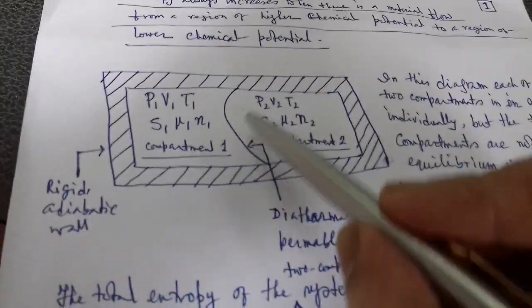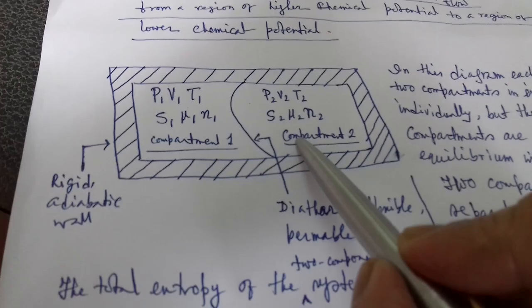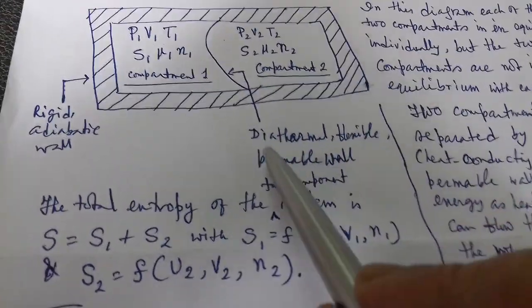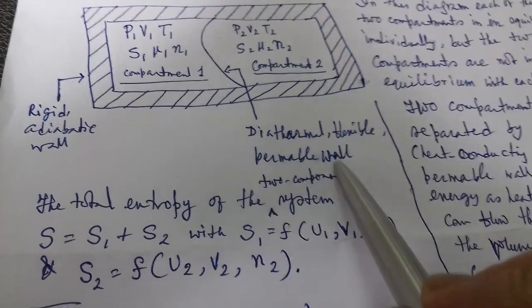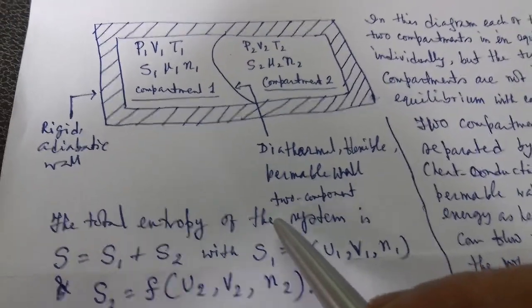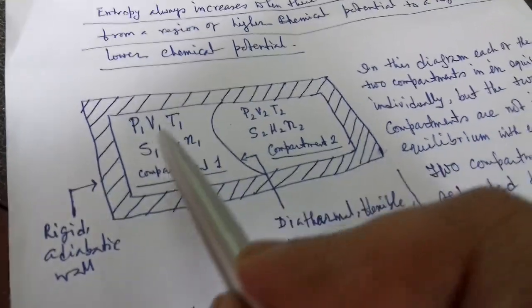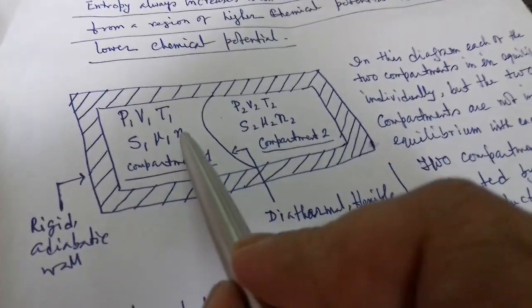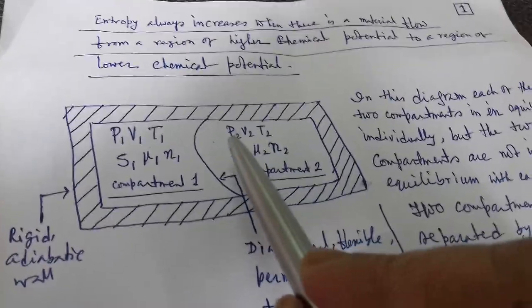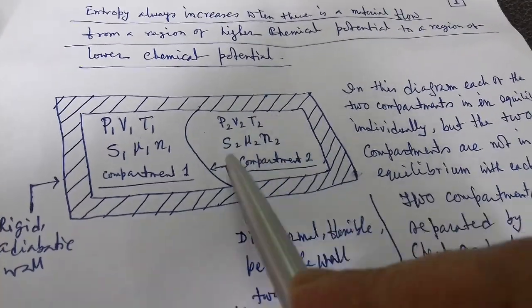In between compartment 1 and compartment 2, the wall is diathermal, flexible and permeable. In compartment 1, the variables are P1, V1, T1, S1, mu1, N1, that is pressure, volume, temperature, entropy, chemical potential and number of moles, and the same in compartment 2 is P2, V2, T2, S2, mu2 and N2. So here is a little description about the model.